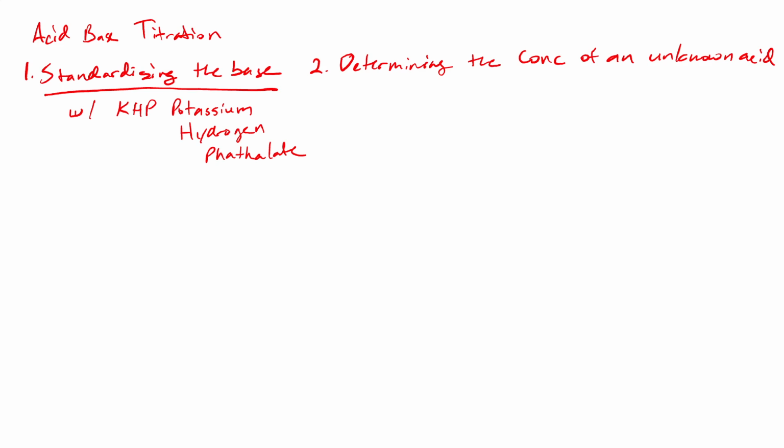Potassium hydrogen phthalate. I think I spelled that wrong because it's not coming up. I should have figured this out before I started recording. Ah, it's actually spelled like this: P-H-T-H-A-L-A-T-E. Phthalate, right? And if you were wondering, its structure looks like this.